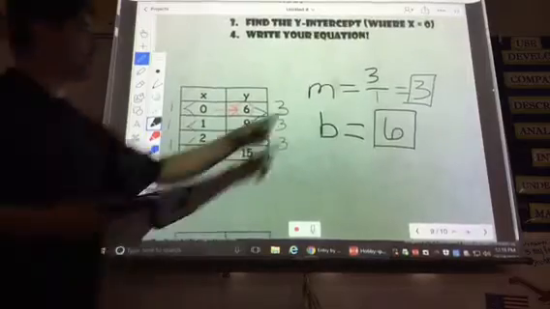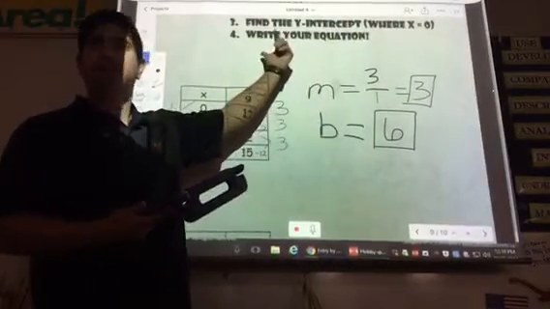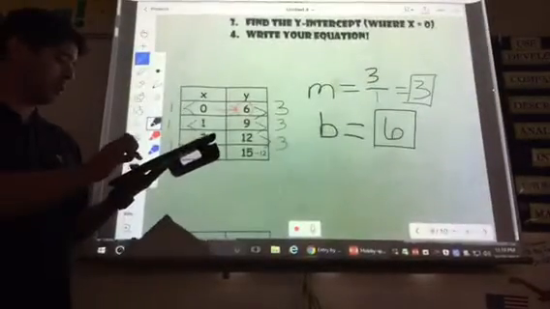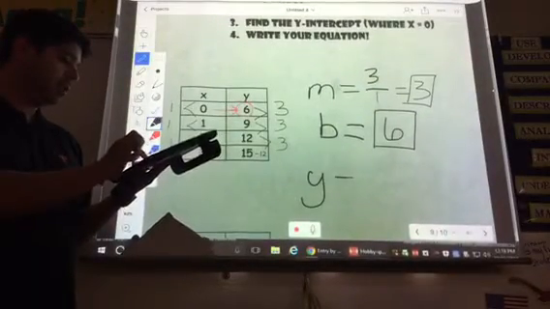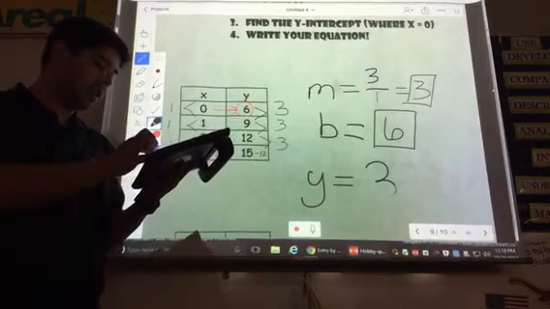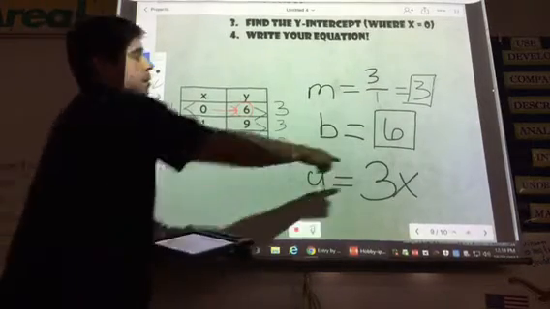So now that I have my slope and my y-intercept, I can write it in y equals form, right? Y equals mx plus b, so we're going to write it here. Y equals, what would be next? 3, right? So 3x plus 6.